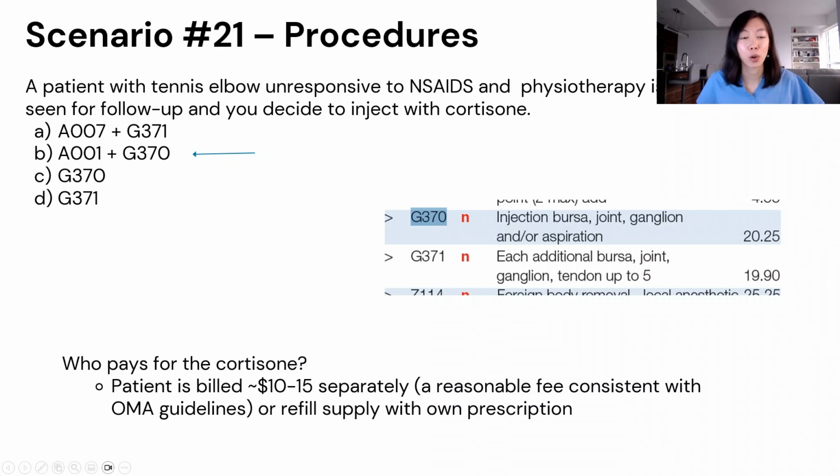Who pays for the cortisone? It depends. So some clinics might charge patients for it because it is a supply fee for your own office. But some other doctors will give the patient a prescription, and the patient fills the prescription and brings the cortisone to be injected as well. So every clinic is different. When you start joining a clinic, you can ask them about that as well.